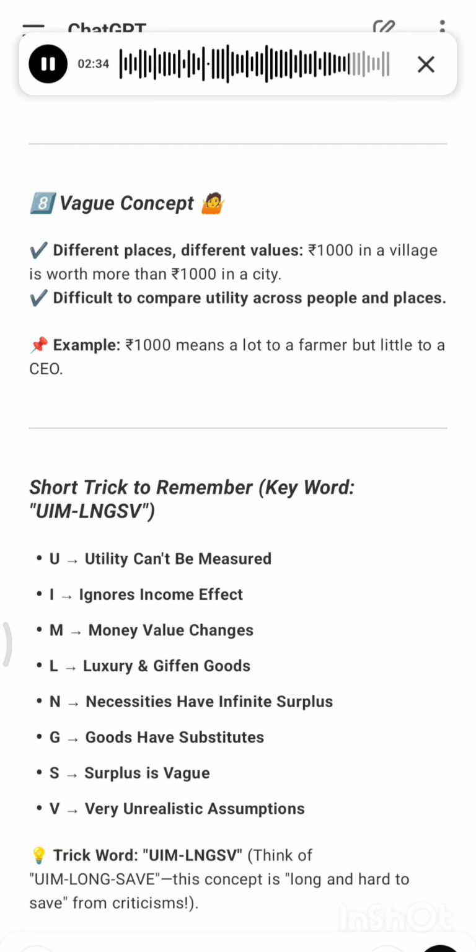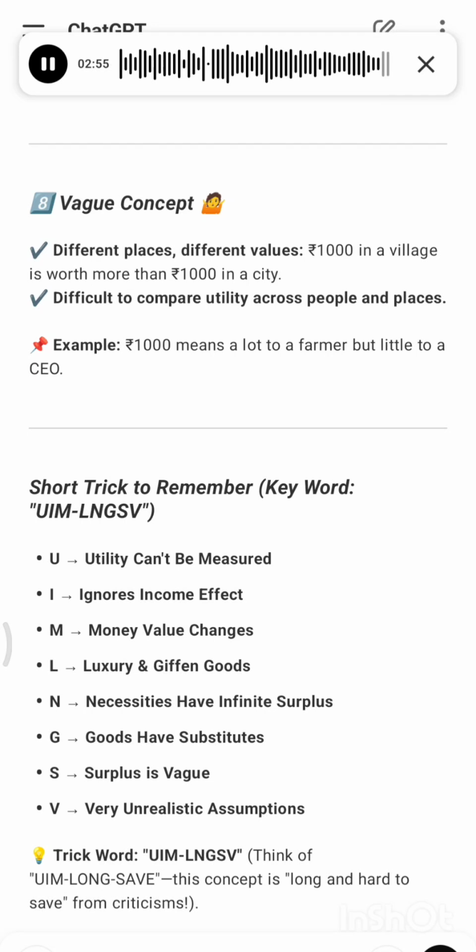Short trick to remember. Keyword UIM-LNGSV. U, utility can't be measured. I, ignores income effect. M, money value changes. L, luxury and Giffen goods. N, necessities have infinite surplus. G, goods have substitutes. S, surplus is vague.